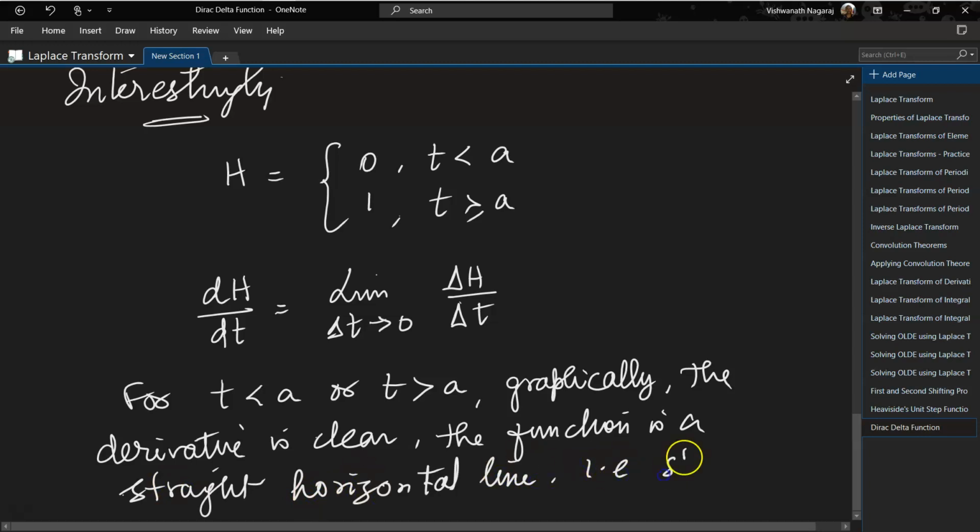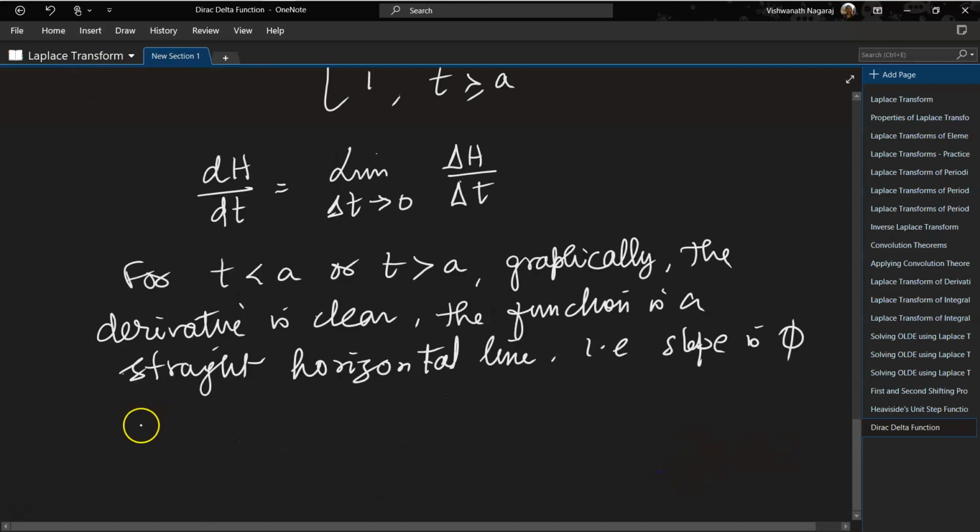That is, the slope is 0, right? So therefore, delta h is equal to 0, because there is no change in h. Which means that delta h by delta t, as t varies, h doesn't vary. So this will be equal to 0.